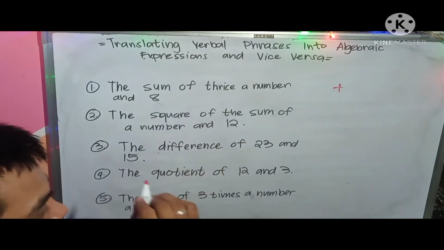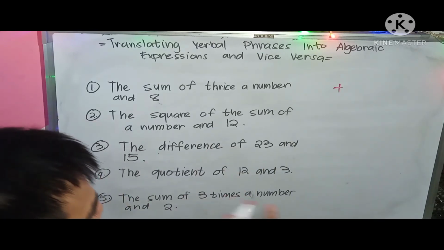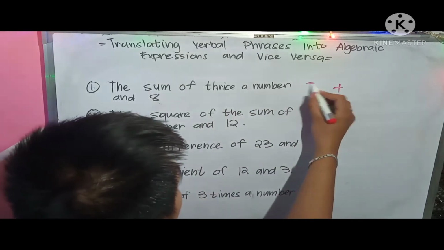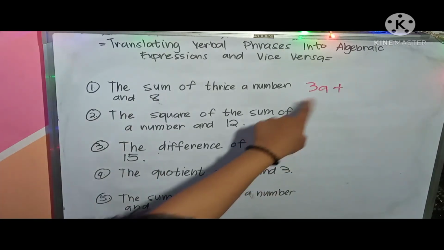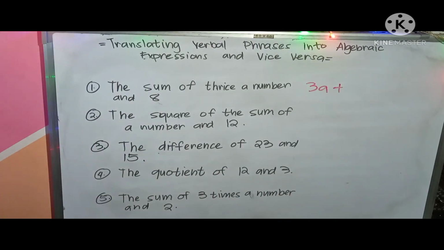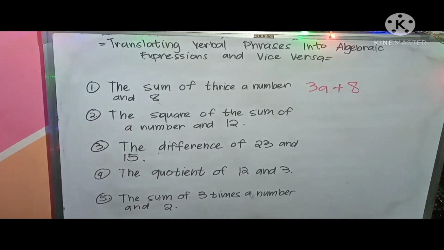Thrice a number, which means 3 times a number. So, since hindi natin alam ang number, gumamit tayo ng variable. Thrice a number, 3 times a number, and 8. So, ito na yung ating algebraic expression. The sum of thrice a number and 8.